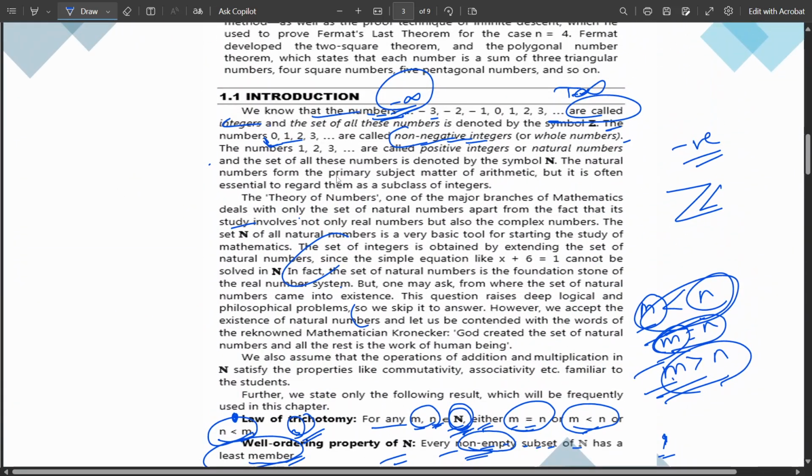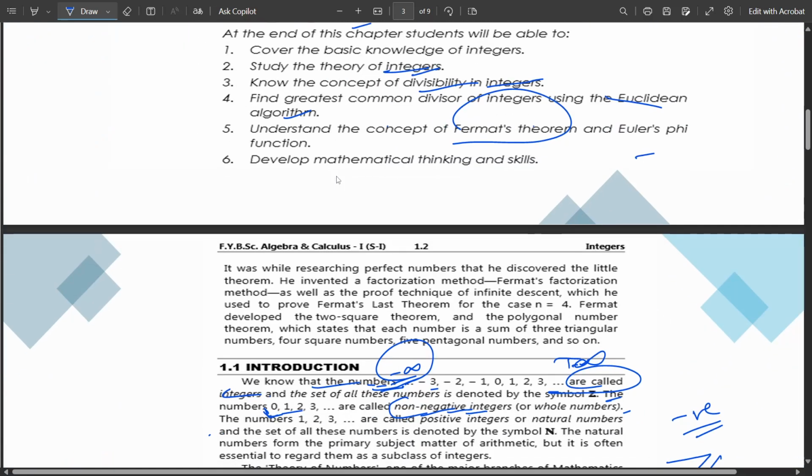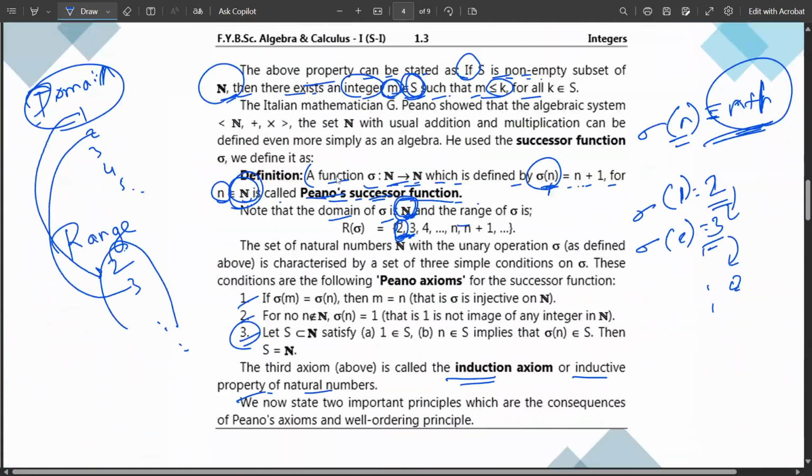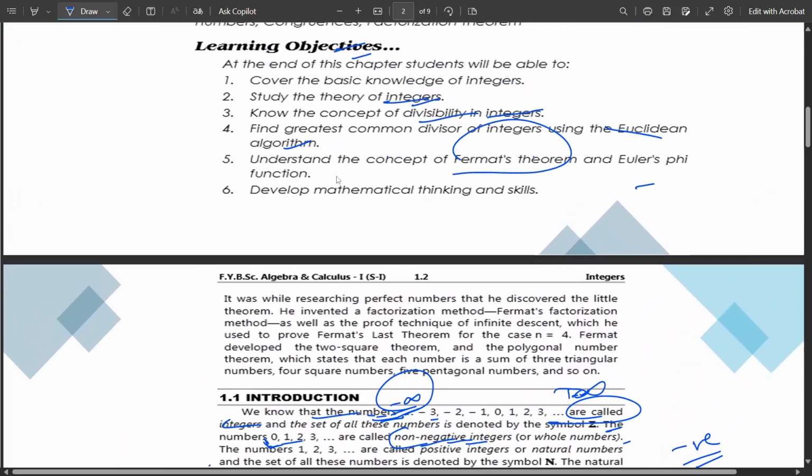Okay, so this was for today. It was just an introductory section, but I thought in the introductory section also we could complete at least something. So this was for today.